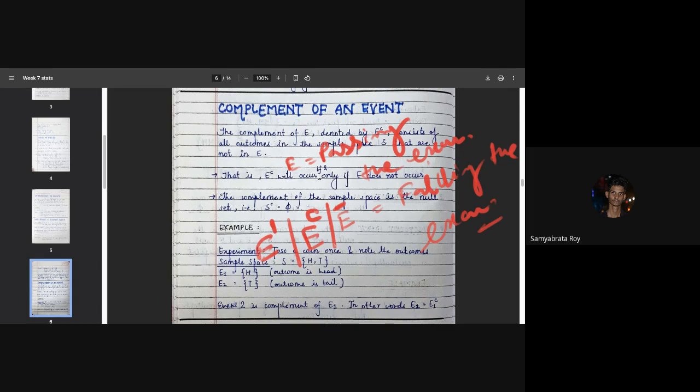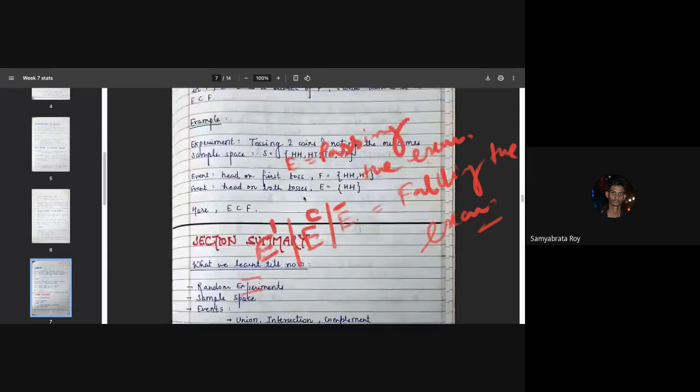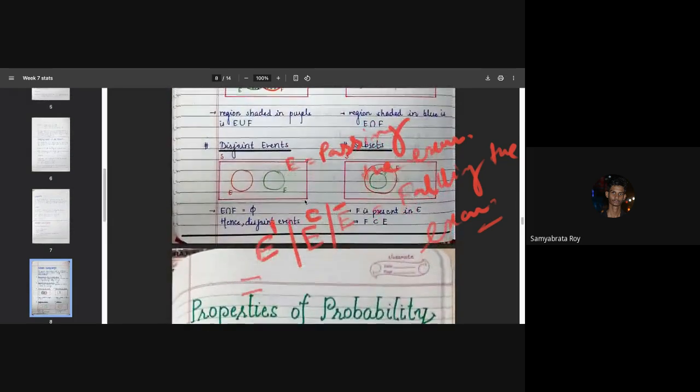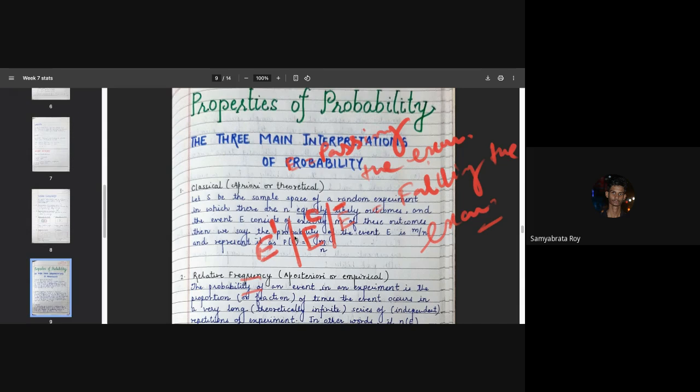A single coin has been tossed. Event one is nothing but getting a head, and event two is getting a tail. They are complementary to each other. Any doubt so far?